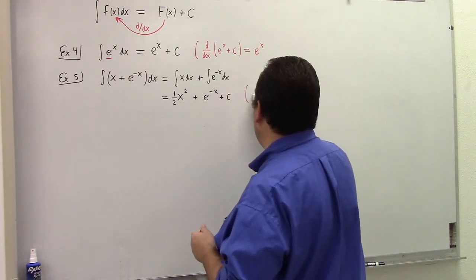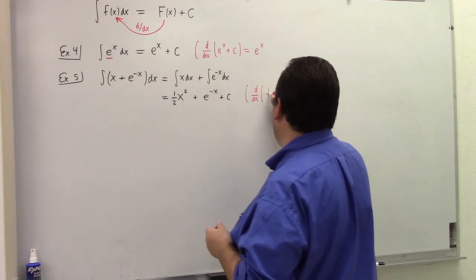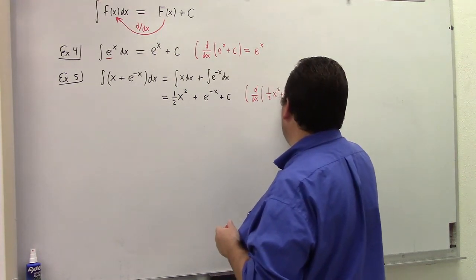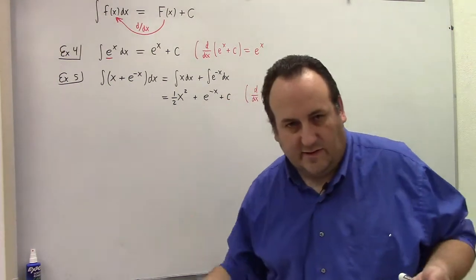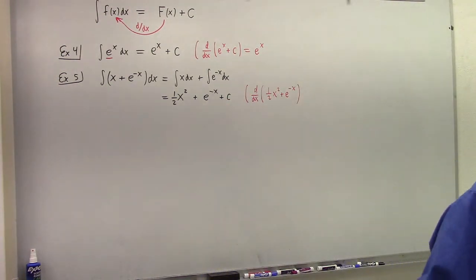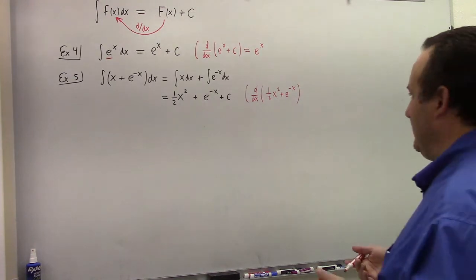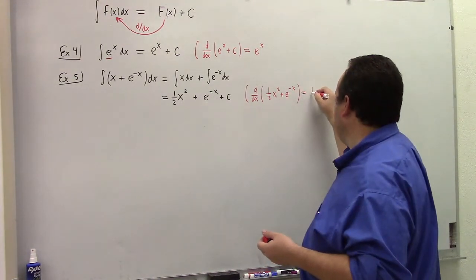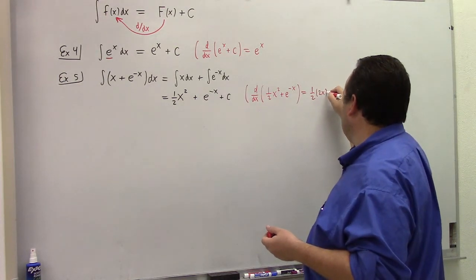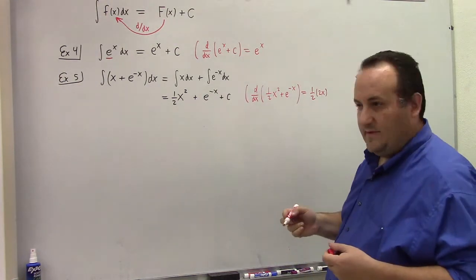So let's try it out. d dx of 1/2 x squared plus e to the minus x. And you can drop the constant. The constant always differentiates to 0. It's irrelevant. When we're checking our work, we don't have to worry about the constant. So the derivative of x squared is what? So we got 1/2 of 2x. Well, that's good. Gives us back the x.